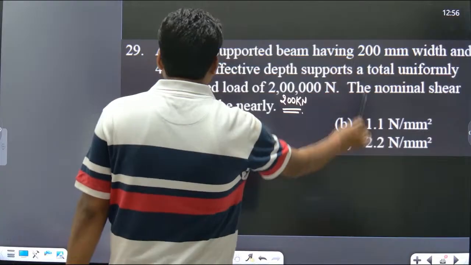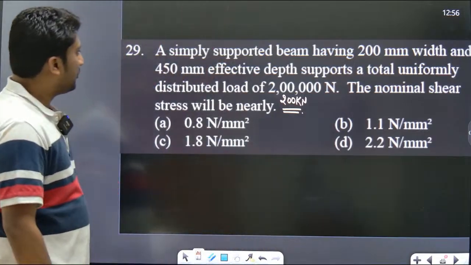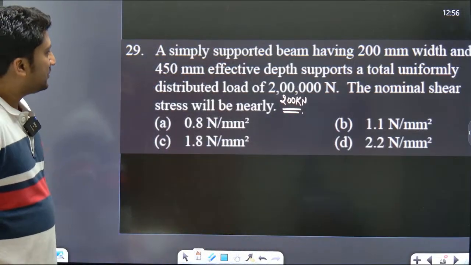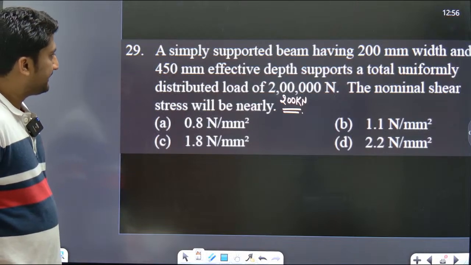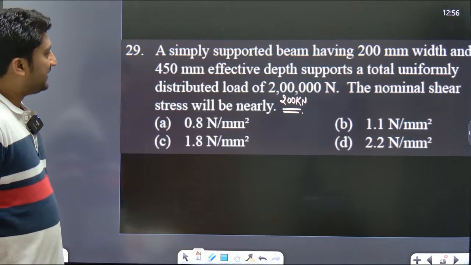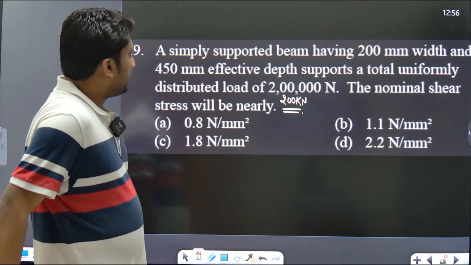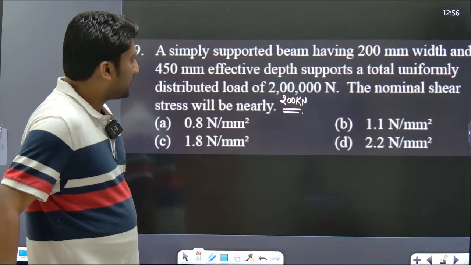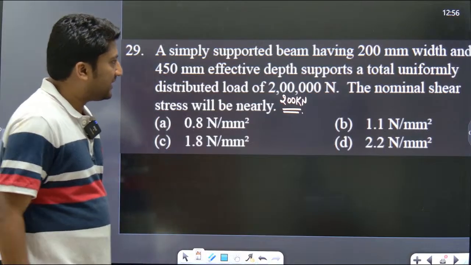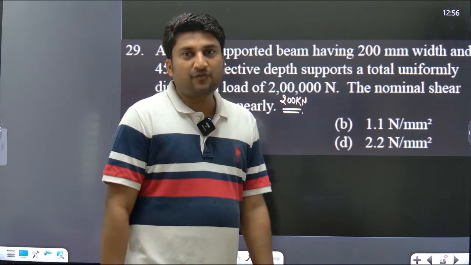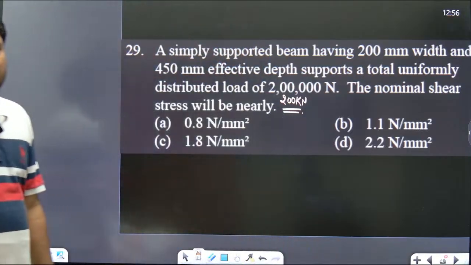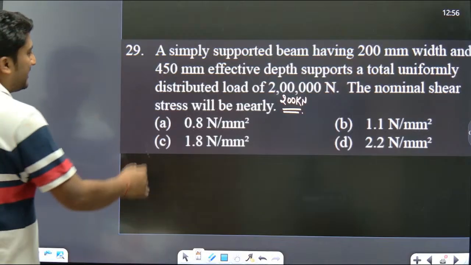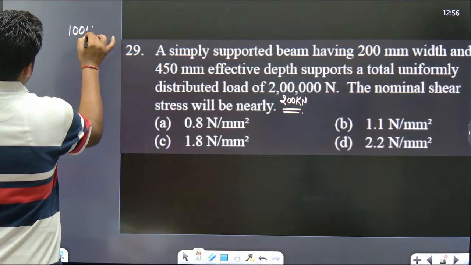This is 200 mm width and depth is 450 mm. Okay, so you can see very carefully. Effective depth. The beam supports a total uniformly distributed load, UDL, of 200 kilonewton. For the nominal shear stress, first of all, we'll find out the shear force. Shear force will be half of the load. Yes or no? Half of the load is nothing but 100 kilonewton.